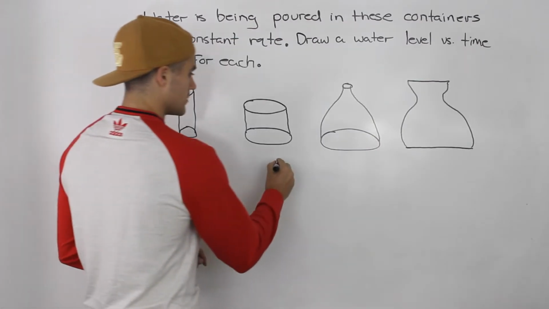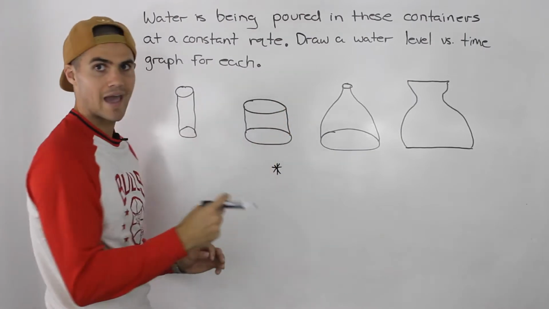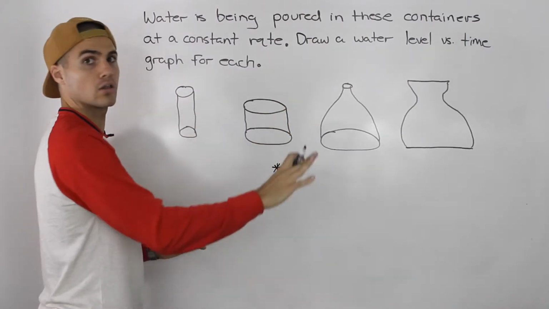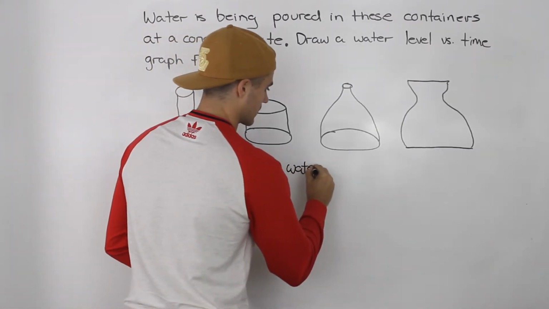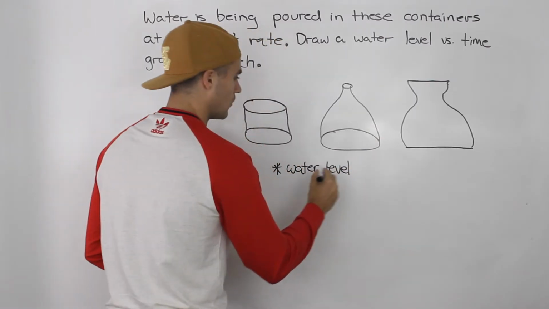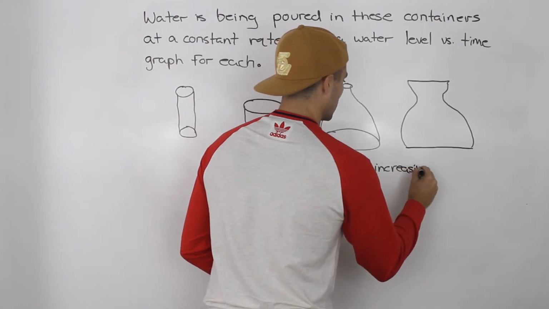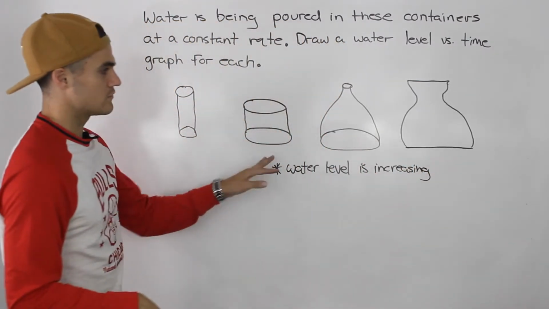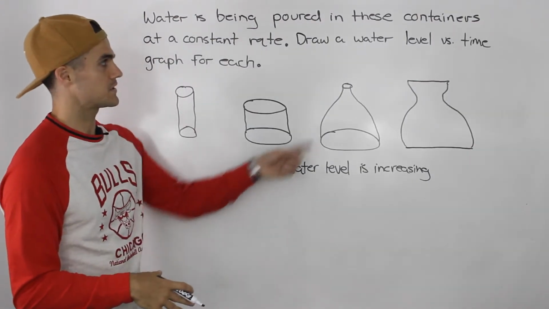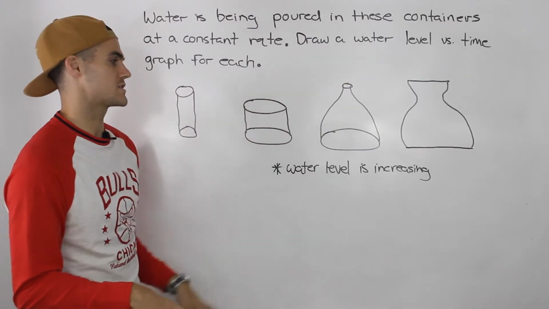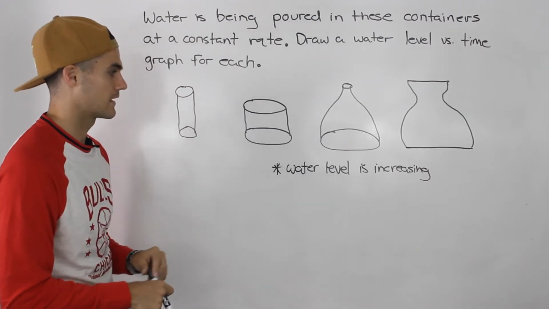And if you notice, because water is being poured into these containers, what's going to be happening with the water level for all of them? Well, the water level is going to be increasing, right? So that's the first thing we know. The water level is increasing for all of these containers. So we know all of these graphs are going to be increasing graphs because we're graphing the water level versus the time, and the water level is increasing as time goes on, as water is being poured.